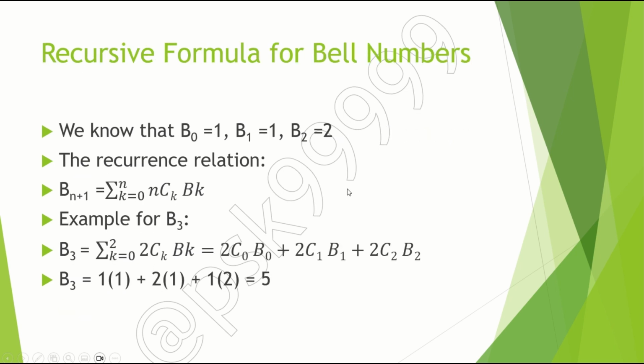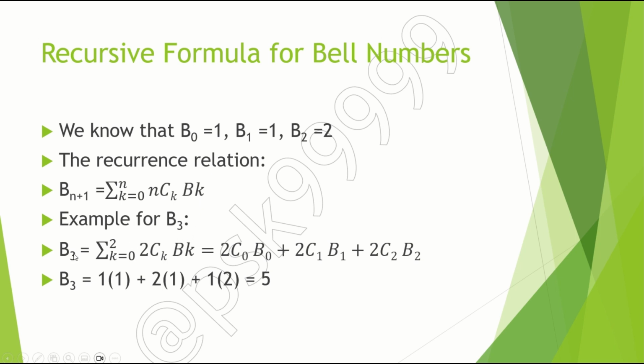Then what is the general formula for Bell number? It's a recurrence relation, and a recursive function we will write. We know that B0 equal to 1, which we define, and B1 equal to 1, only one element, there is only one way. With two elements, there are two ways. So the recurrence relation is B(n+1) is equal to sigma of nCk Bk, where k is equal to 0 to n. This is the sum of nCk's product multiplied with Bk.